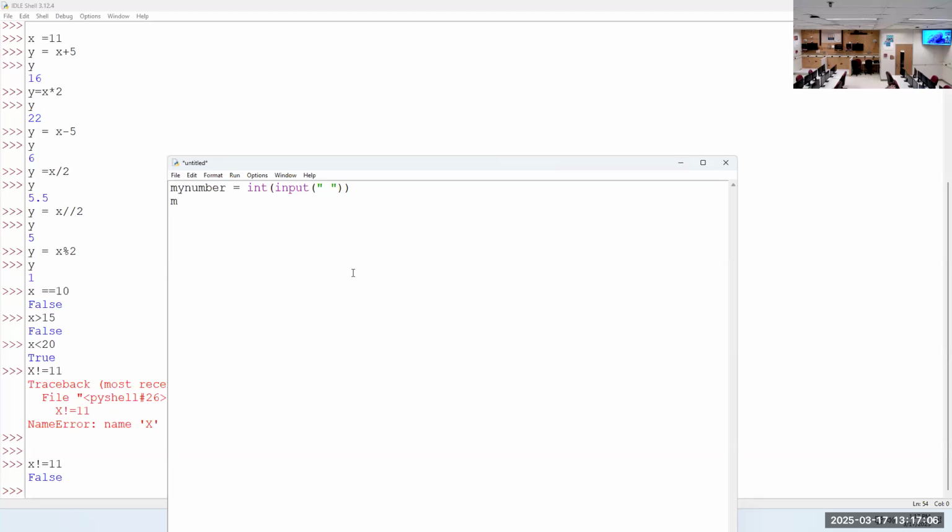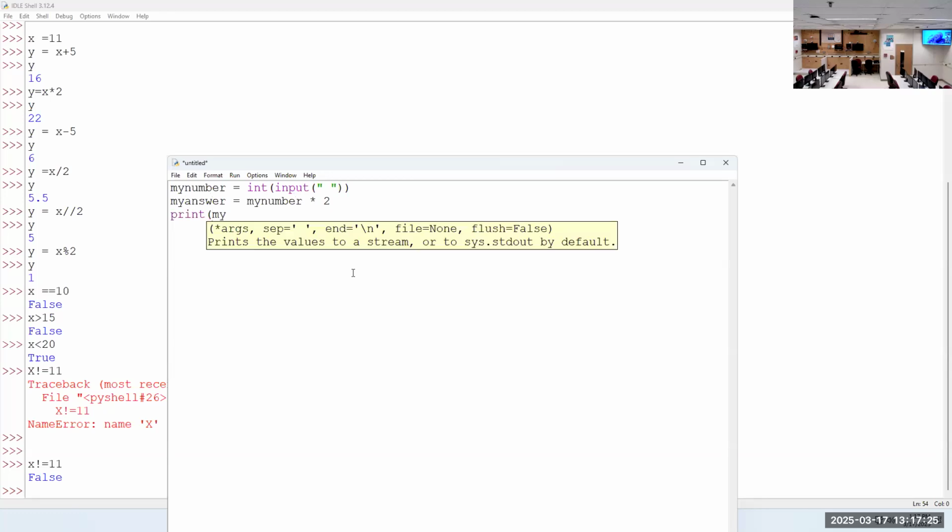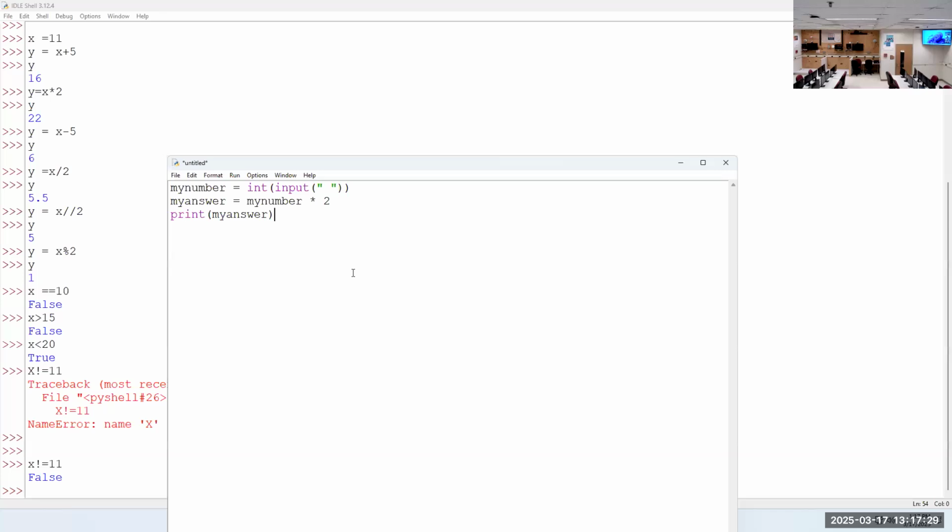So I have my answer here, and I give it my number, times two, because I want to double it. And now in the Python, if I want to print it out, I use the keyword print here. Print my answer here. Okay, that's all. That's a very simple program for this one.